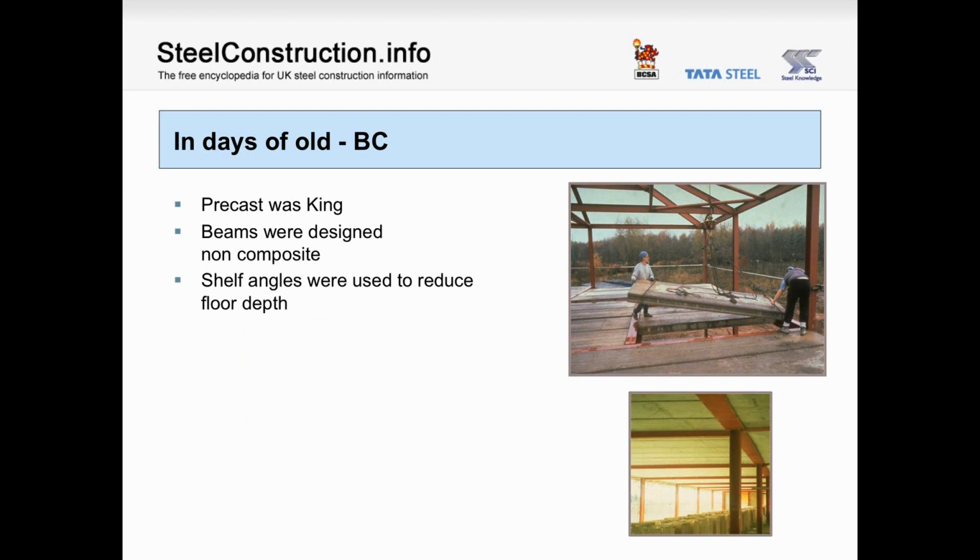In the days of old, which in this context means that BC is before composite, precast was king, with precast units placed on top of the structural steelwork to form the floor. The beams were designed non-compositely, and if you wanted to reduce the overall depth of the floor construction, then you'd use shelf angles within the web of the beam.